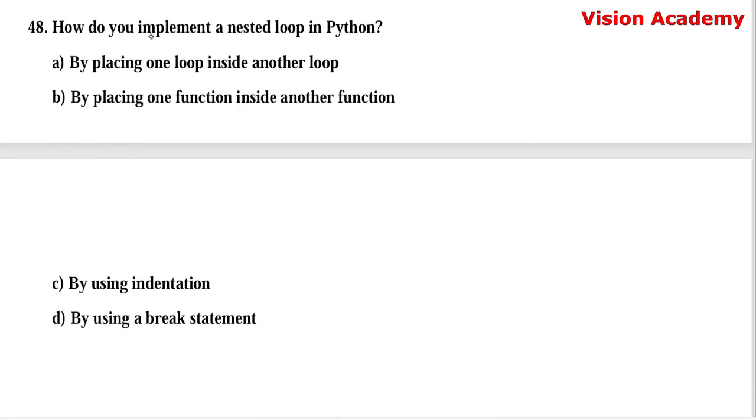Question number 48. How do you implement a nested loop in Python? Option A, by placing one loop inside another loop. B, by placing one function inside another function. C, by using indentation. D, by using break statement. Here option A, by placing one loop inside another loop, is the right answer.